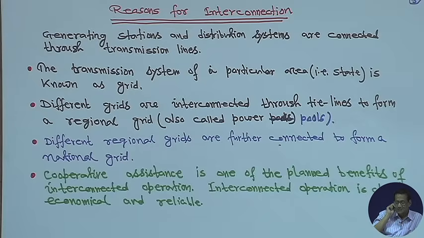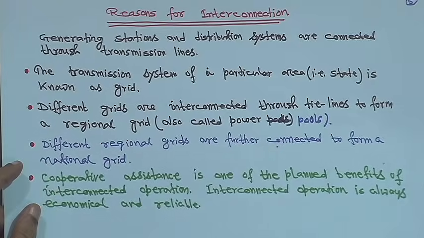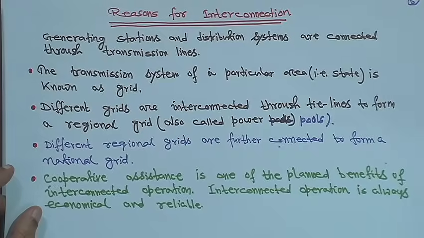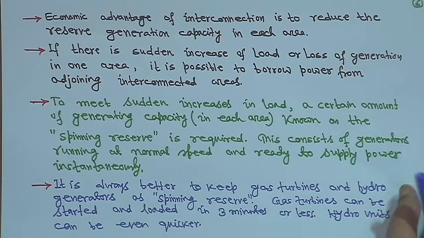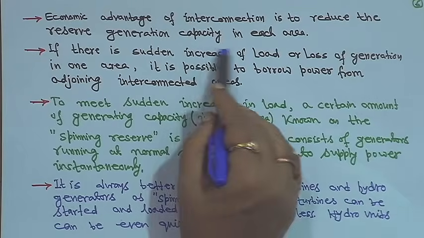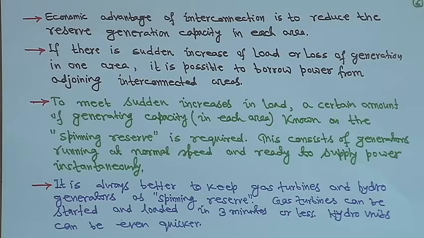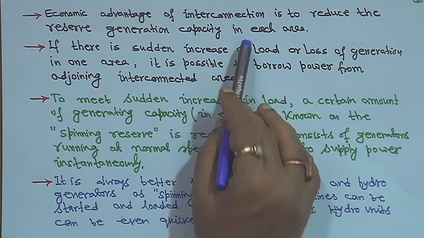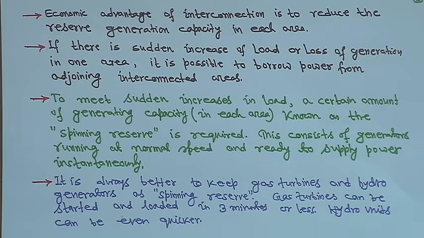Interconnected operation is always economical and reliable. More we will see later, when we come to the different topic. So it is always economical and very reliable. The economic advantage of interconnection is to reduce the reserve generation capacity in each area. Though at present I am just giving you the basic thing. When we come to the different topic, more can be discussed later. But the economic advantage of interconnection is to reduce the reserve generation capacity in each area.